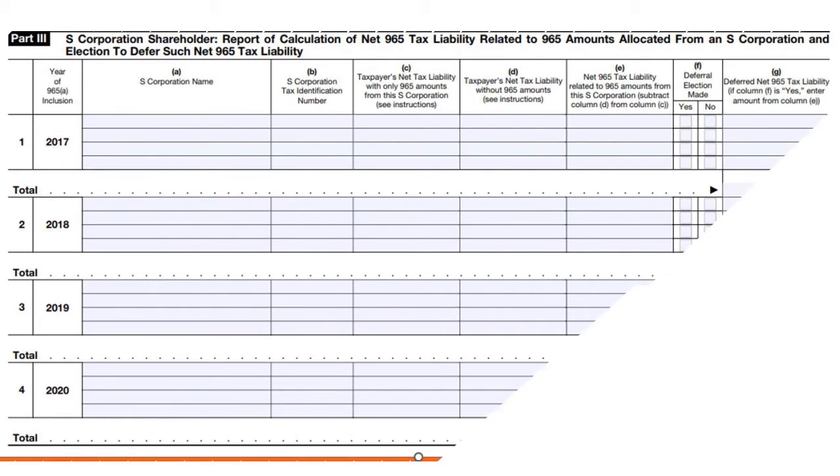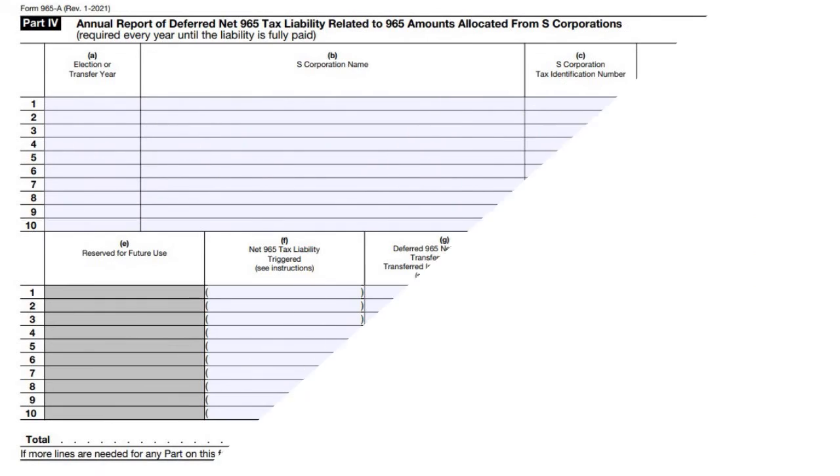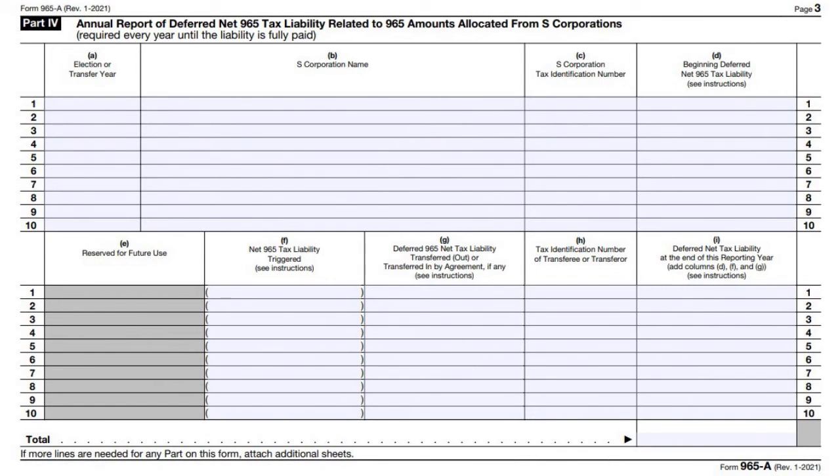And Part 3 has to do with the S corporation shareholder election. If you yourself are an S corporation shareholder, or you have someone in your team who is an S corporation shareholder, you need to specify that here and make sure that you apply the right election. I also want to show you Part 4. You can see it on the screen here. Part 4 is an annual report of deferred net 965 tax liability. So it's more like a recap of everything.